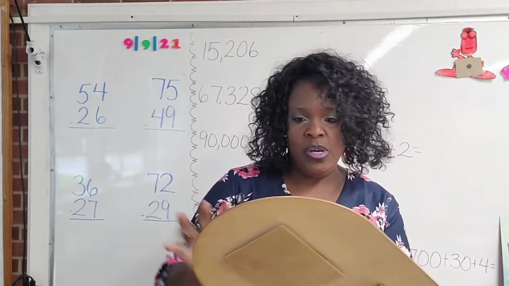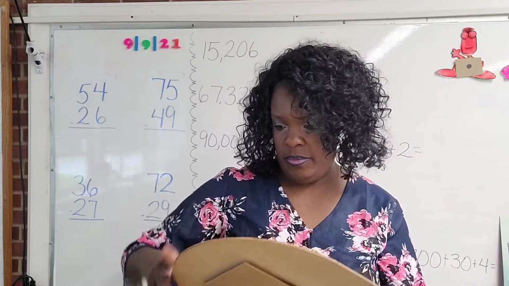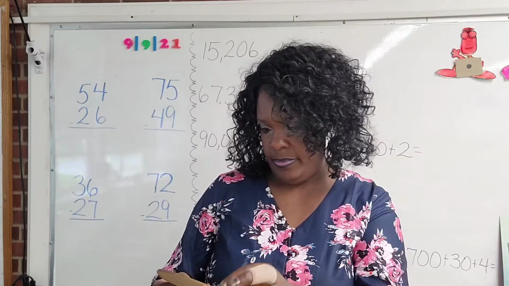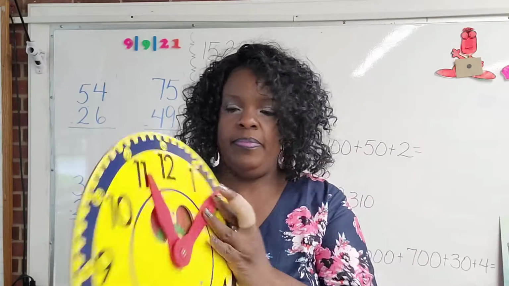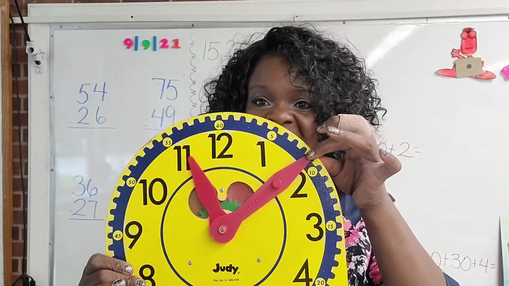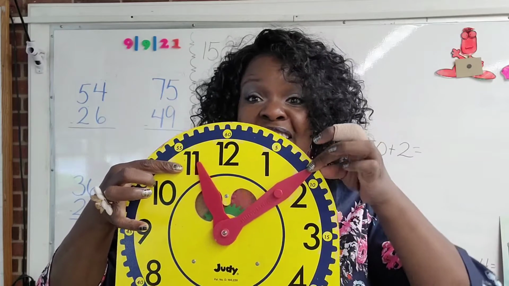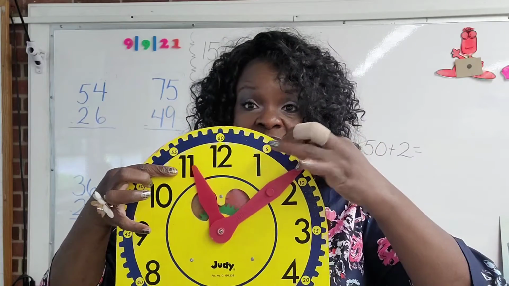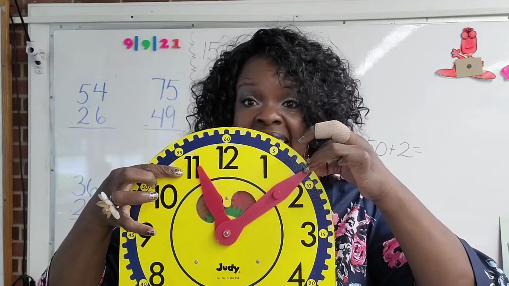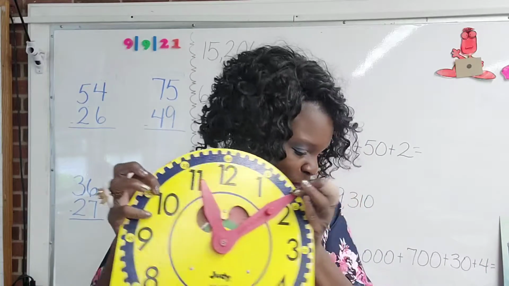What about this one? What time is that? 11. Good. It's right in front of my 10. So we have 5, 6, 7, 8, 9. So 11:09 would be my time.